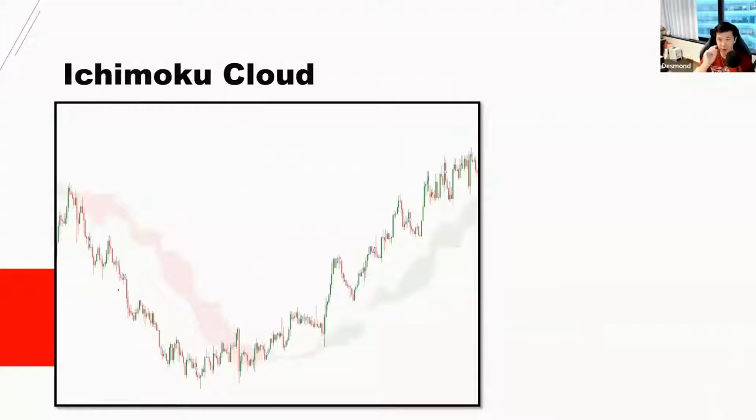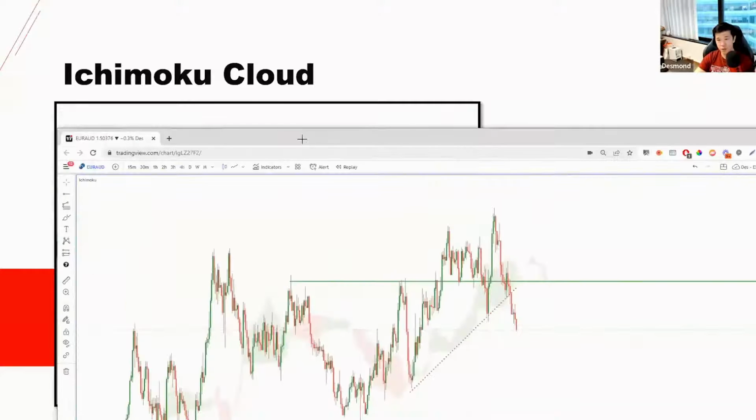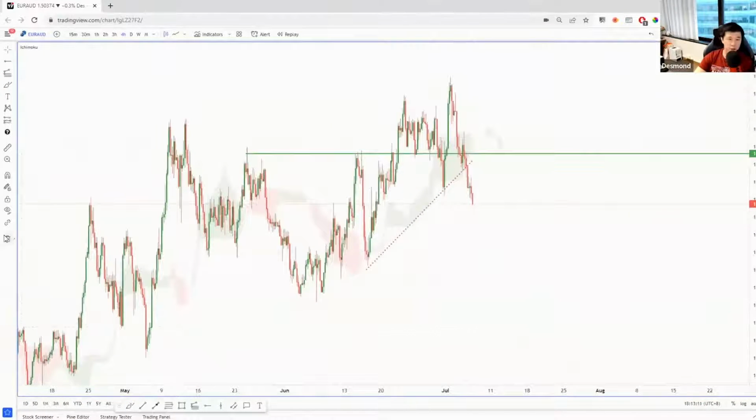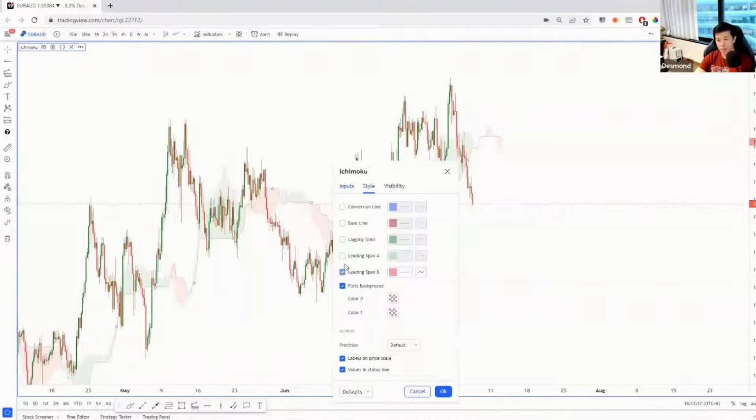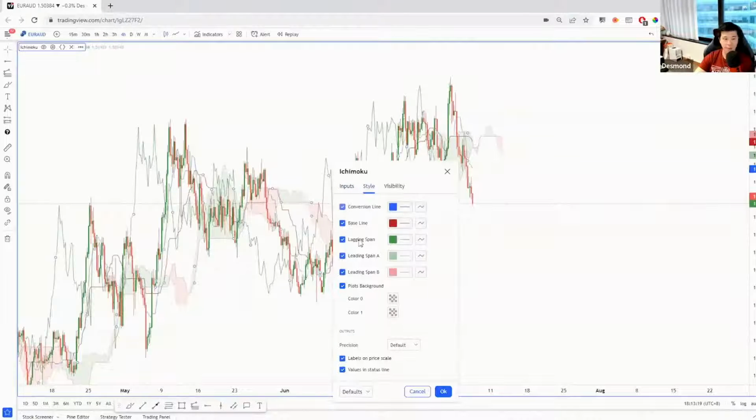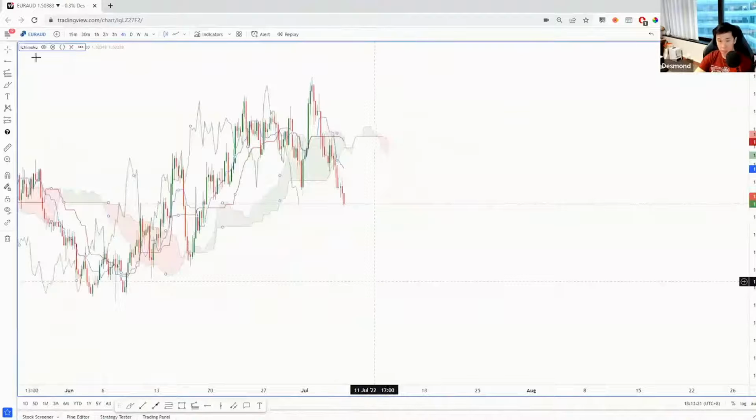The first thing is the Ichimoku cloud. The Ichimoku cloud is one of the best indicators when it comes to trend. There are two ways to use it. Usually, when you use the traditional Ichimoku cloud indicator, it comes like this. This is how it looks, and this can be quite overwhelming.